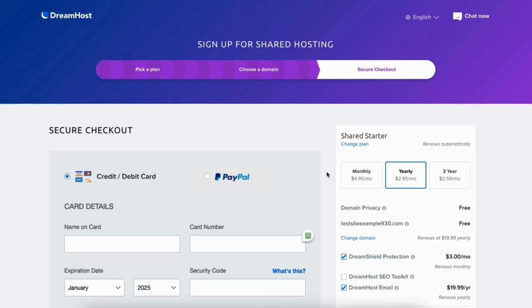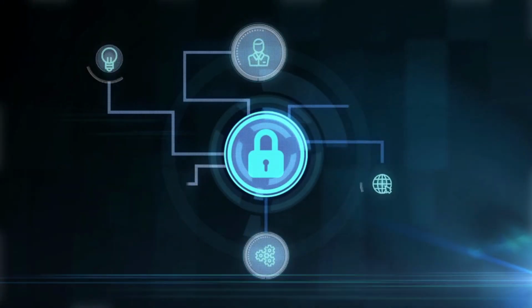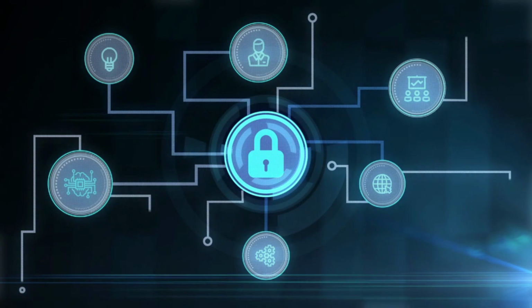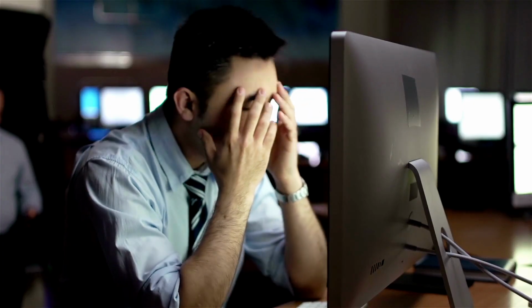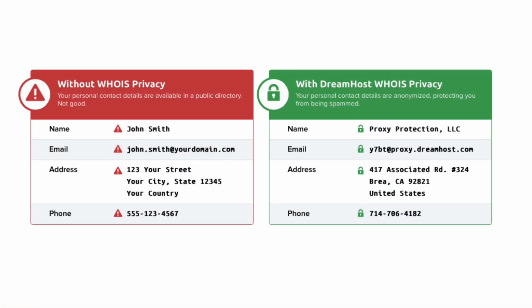Over on the right hand side, you'll see domain privacy showing free. DreamHost offers free domain privacy with all domain names registered with them. This protects your personal information showing in the public whois database so that spammers and telemarketers don't get a hold of your information to flood your email or phone with offers of their services. DreamHost will show their default contact information instead of yours.